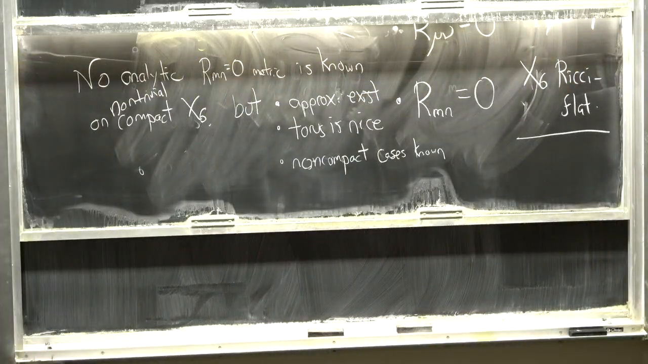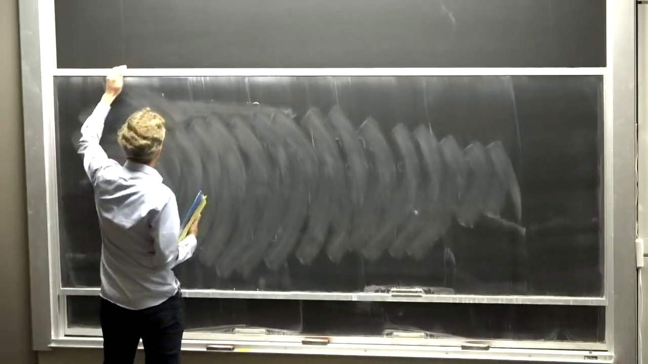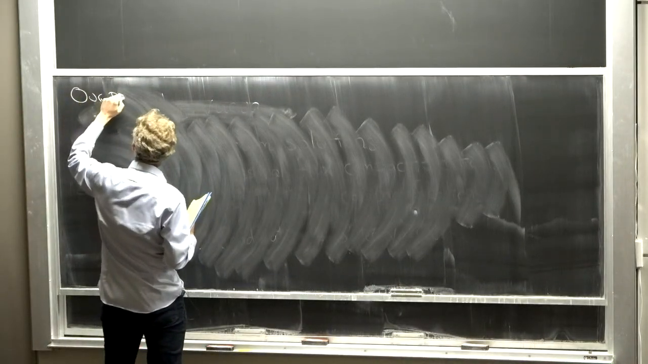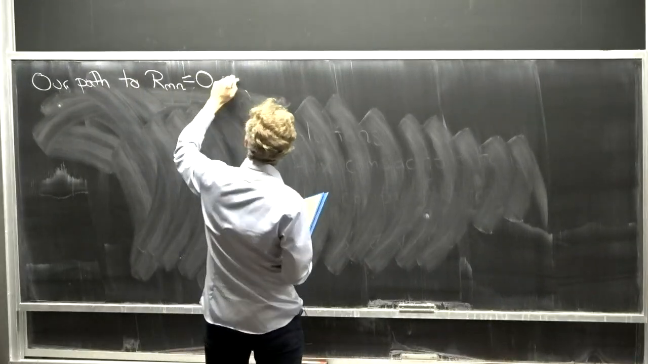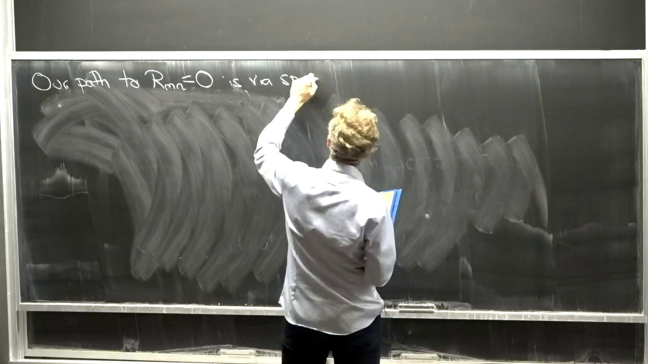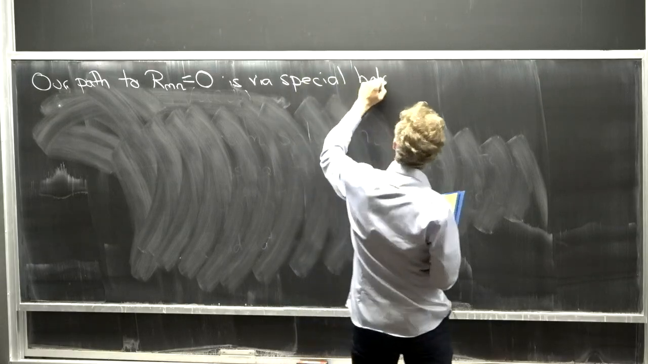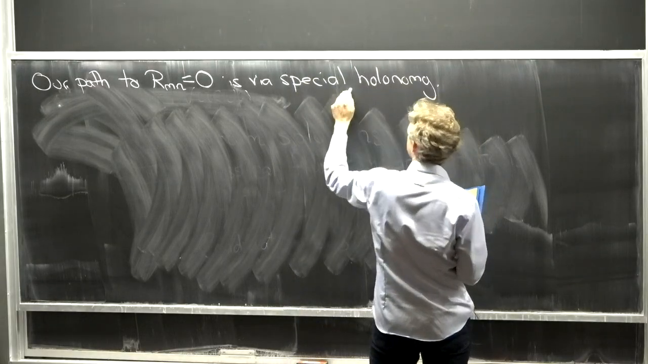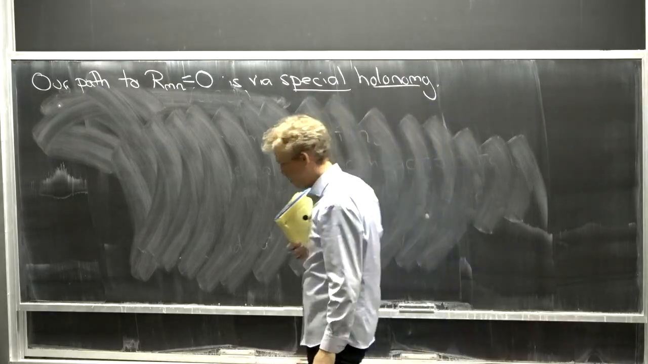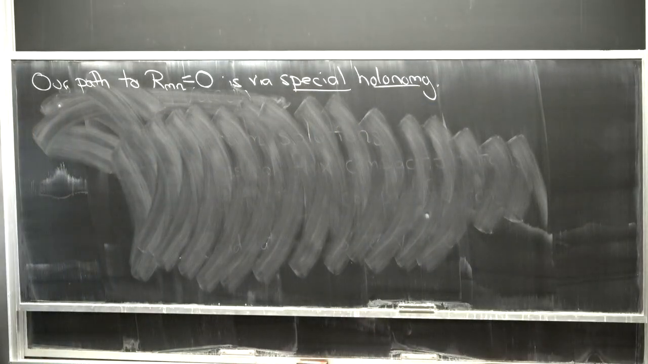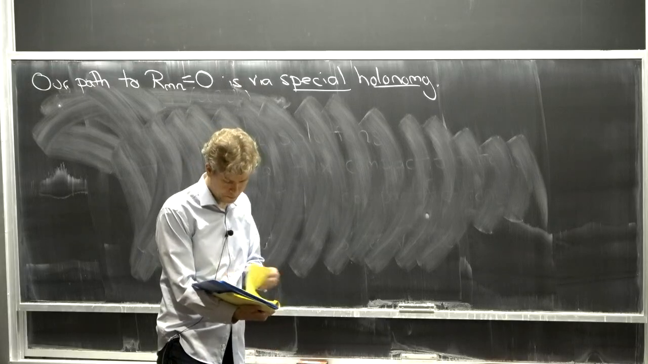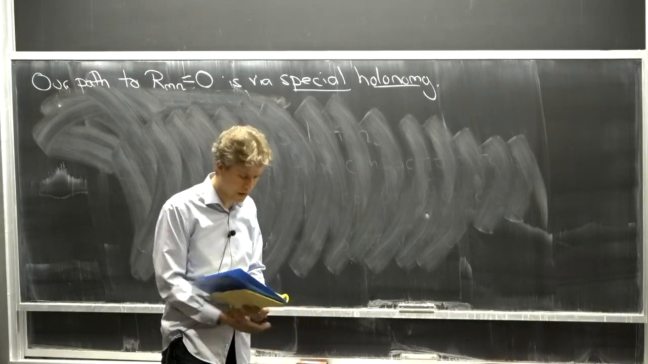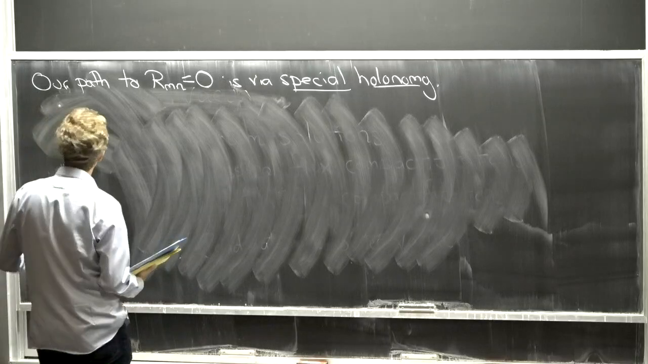Okay. Now our path to R_mn equals 0 is going to be via special holonomy. So let me now explain that. This is the only machine currently known to people that can give you the data of Ricci flat, non-trivial metrics. Not the data of manifolds. Okay. So what is special holonomy?